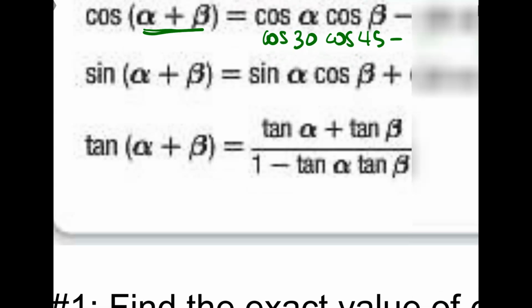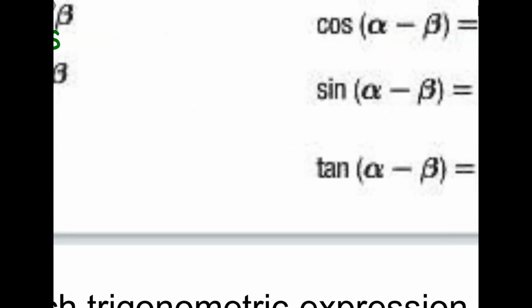So notice tangent's a little weird, right? Tan alpha plus tan beta over 1 minus tan alpha tan beta. So alpha, first angle, beta, second angle. I give you the identities. You just have to plug it in and go. The hardest part is figuring out which two angles to use that would actually add up to the angle we're looking at. Okay, that's addition.